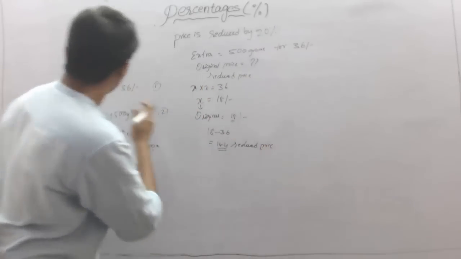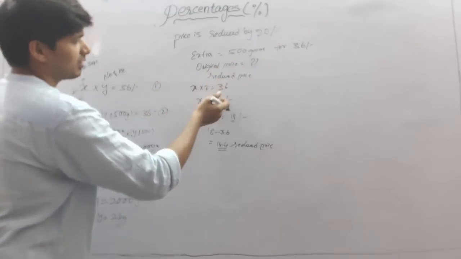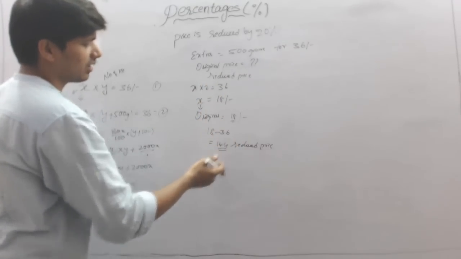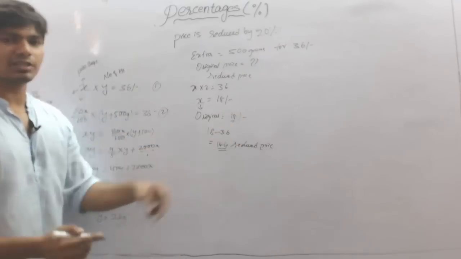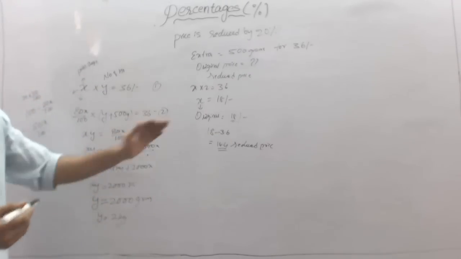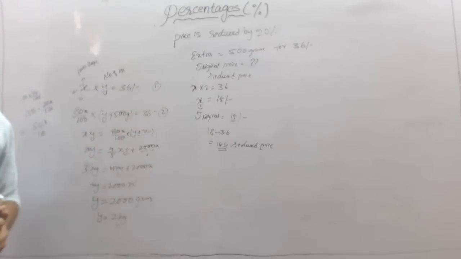So whenever you are asked the original price, you get it directly. When you are asked the reduced price, you can get it by reducing the price. So this is the conventional method. Then how are you going to solve this with a shortcut?